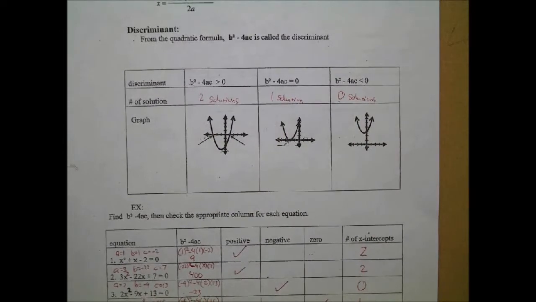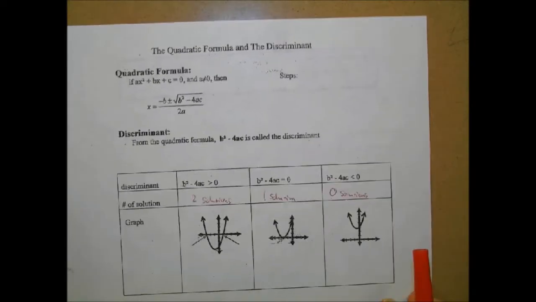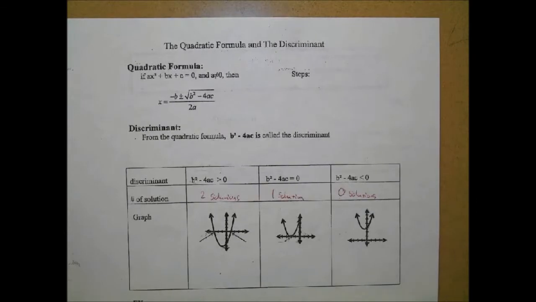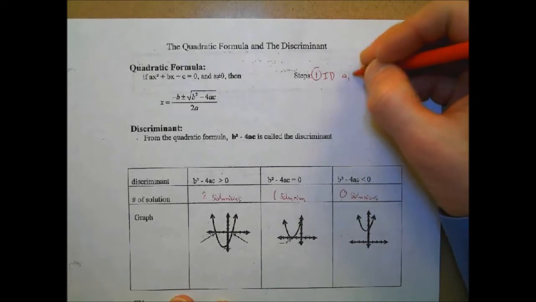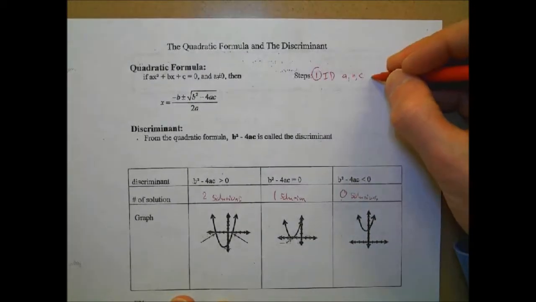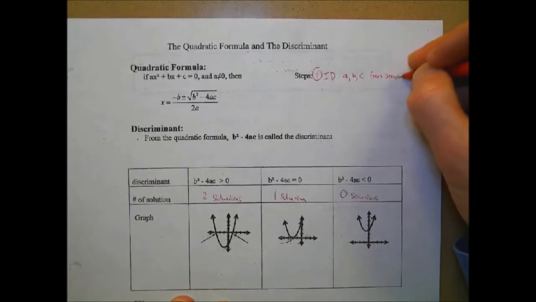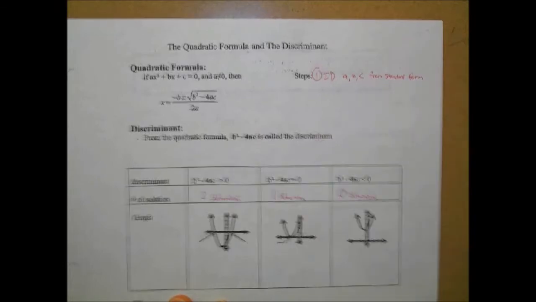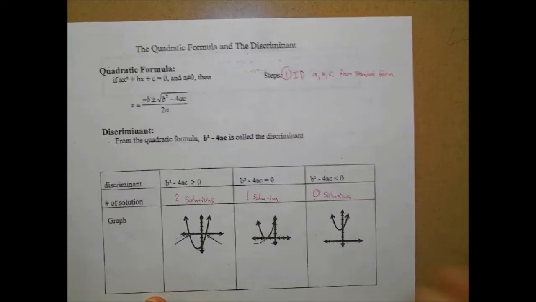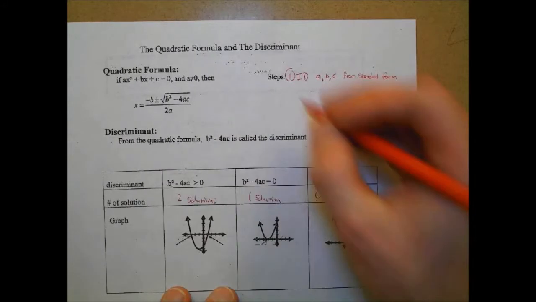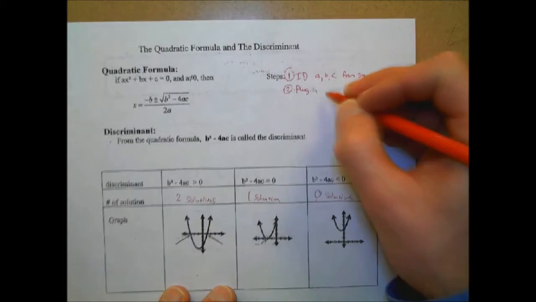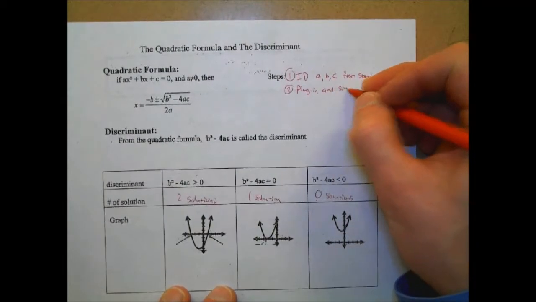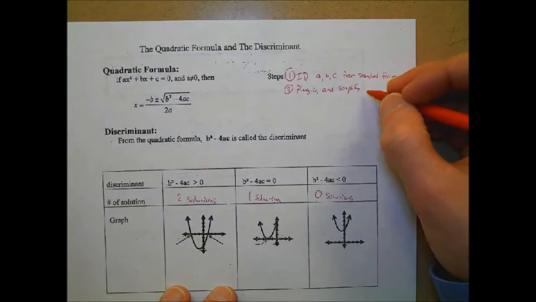Okay? So, the steps here. How do we actually solve using the quadratic formula? Step 1, we're going to identify A, B, and C from standard form. I'll zoom in some more there. There we go. Identify A, B, and C from standard form. We're then going to plug in and simplify the square root.